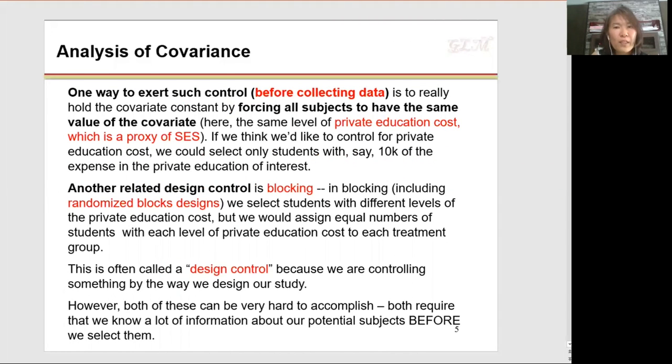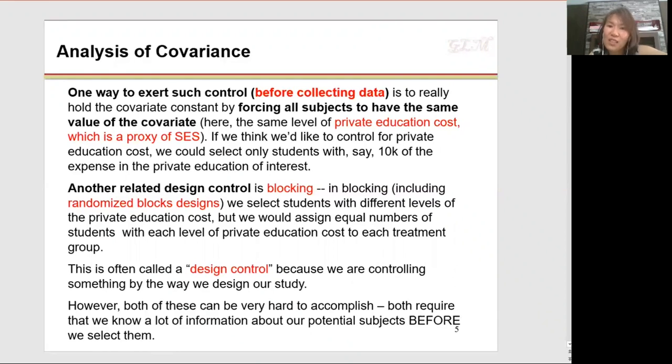One way, page 5 is about design control. Let's read one by one. One way to exert such control before collecting data is to hold the covariate constant by forcing all subjects to have the same value of the covariate. Here, the same level of private education cost, which is a proxy of SES, socioeconomic status. If parents are rich, then they will spend more money on the kids' education, right? So private education cost is a proxy of SES.